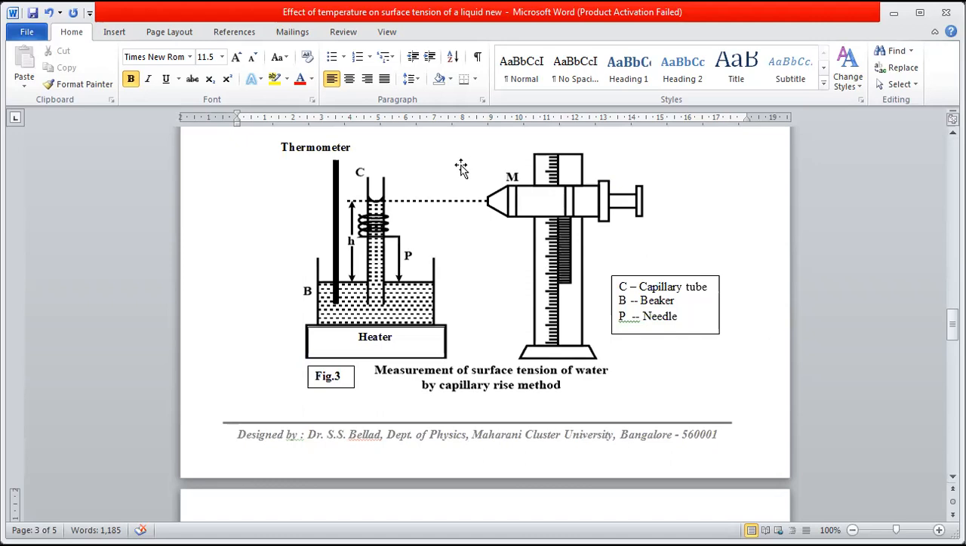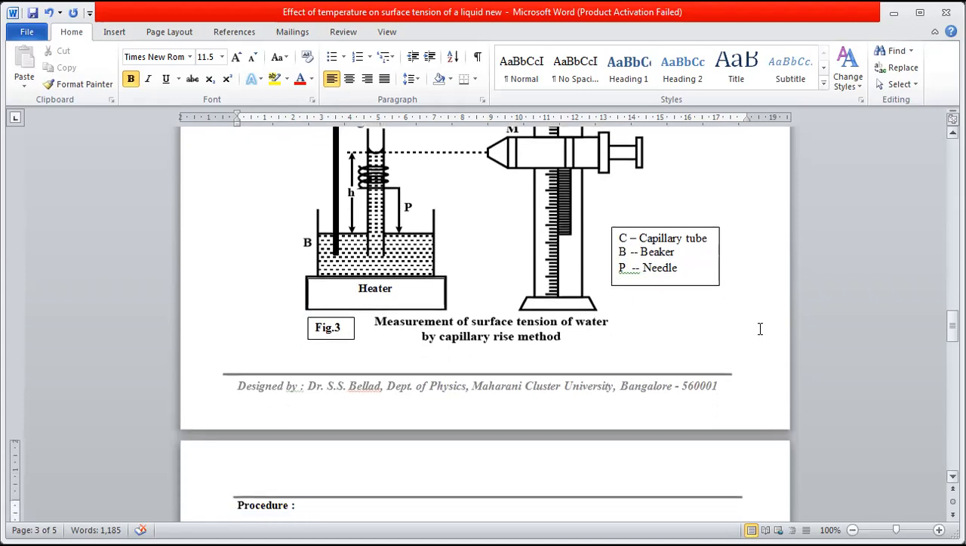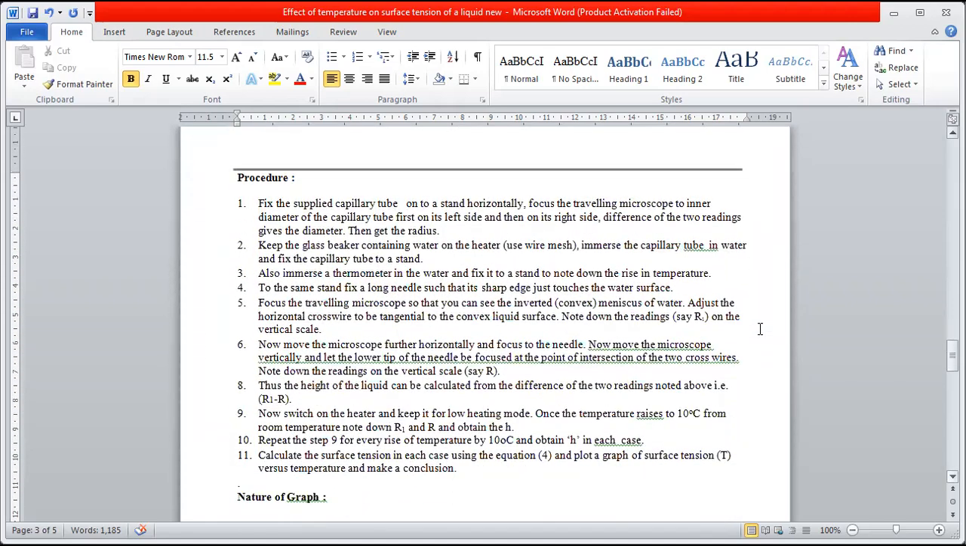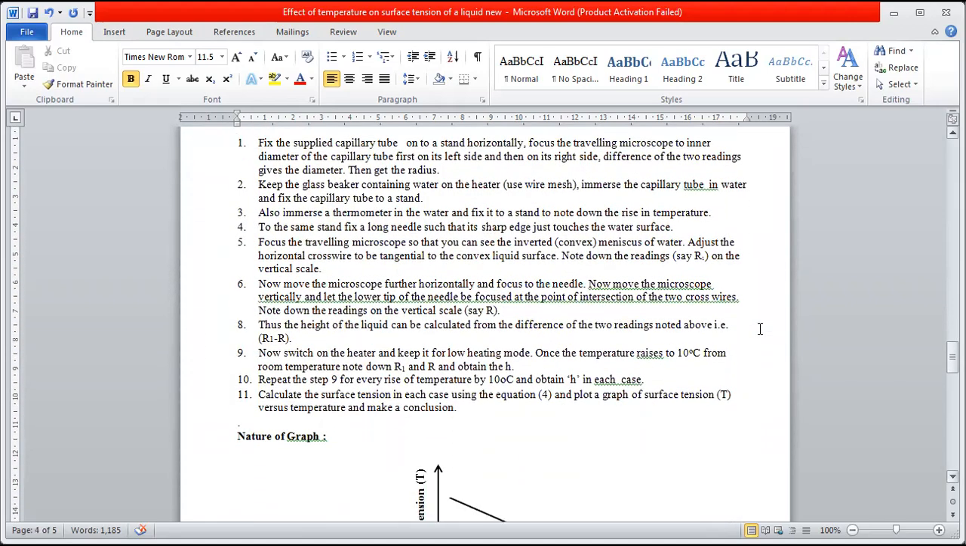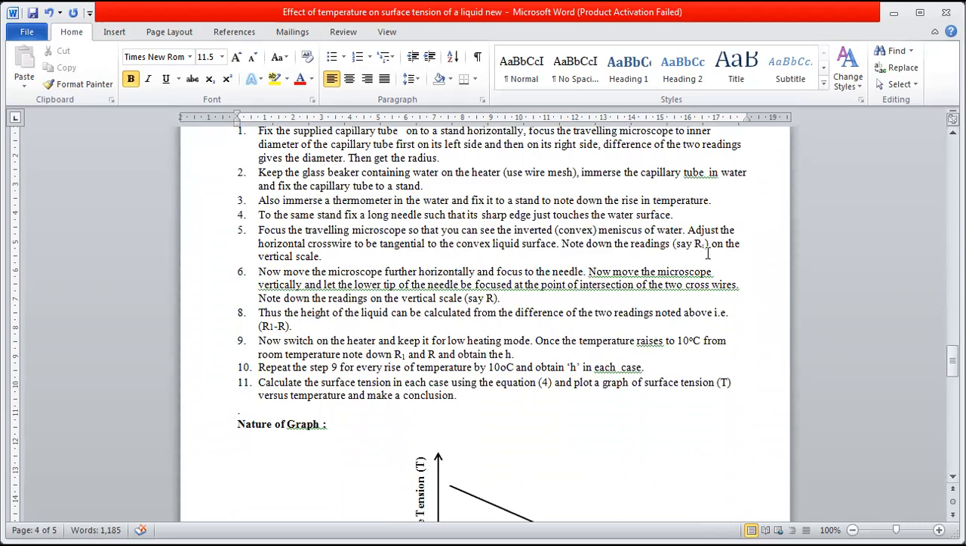Another reading: next move this traveling microscope down so that you focus the traveling microscope to the tip of the needle, which is just touching the surface of the liquid. Then take a reading. So this is the second reading. So two readings are taken each time. The first reading R1 is for the meniscus. The next reading is for the needle. So the difference of these two readings gives the height of the liquid raised in the capillary tube.